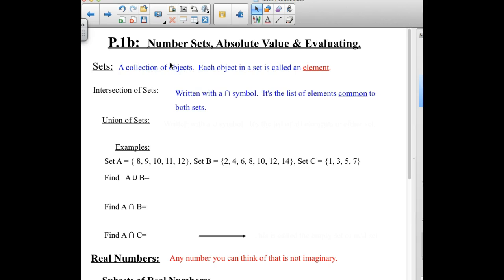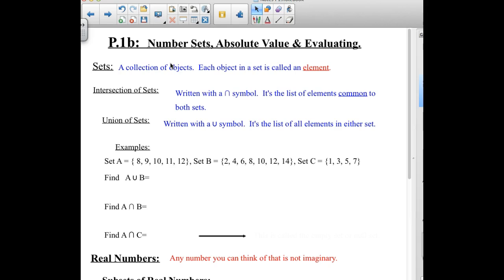it's written with kind of an upside down U symbol. It means you're listing all of the elements that are common to both sets. Make sure you highlight the word common. You're looking for things that both sets have in common. If we want the union of two sets, we use a capital U in between them. And it lists all of the elements that are in either set. So basically you just take everything that you see in either one and combine it.